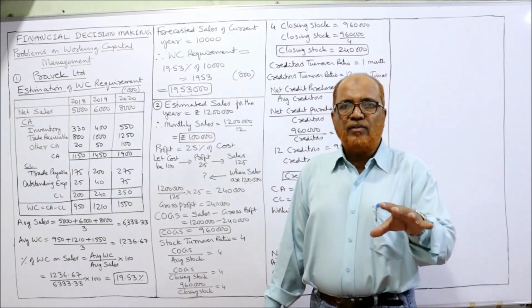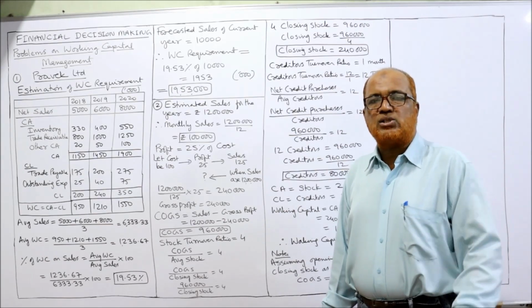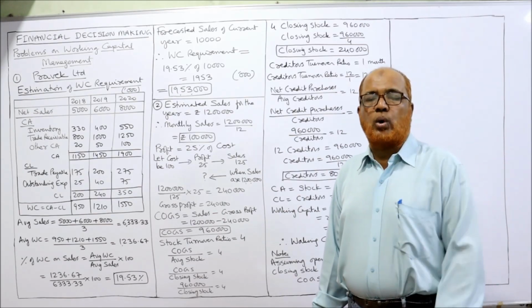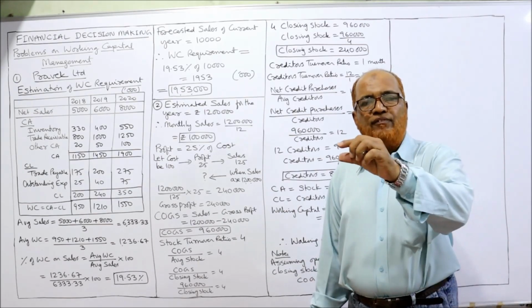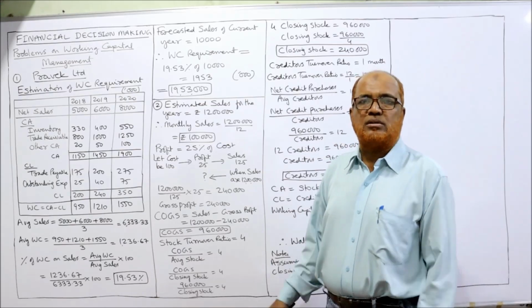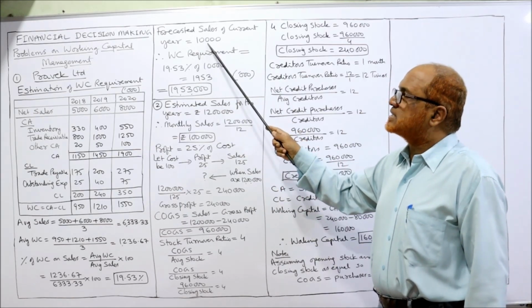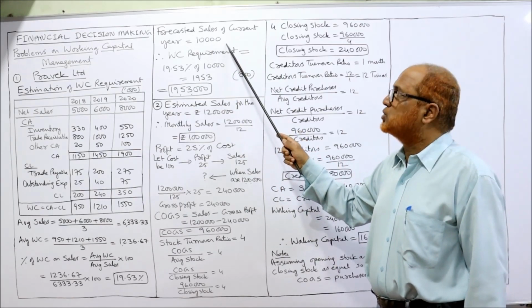That's it. Now we apply it for the current year. How much is the forecasted sales of the current year? 1 crore. If you remove 3 zeros from 1 crore, it will become 10,000. The forecasted sales of the current year is 10,000 after removing 3 zeros.